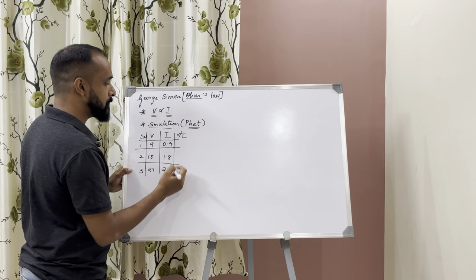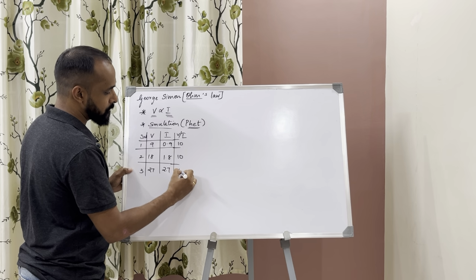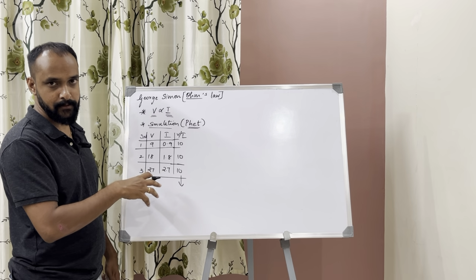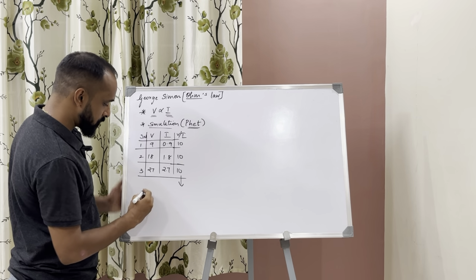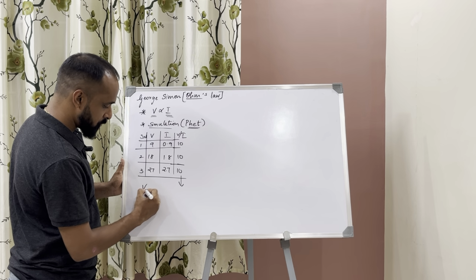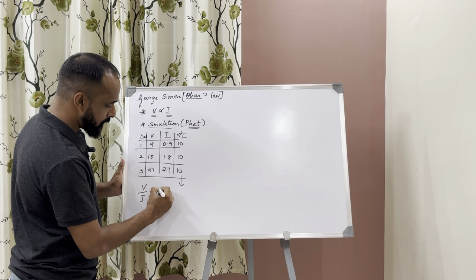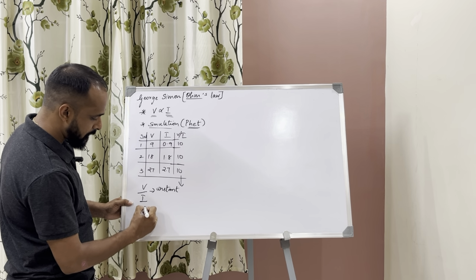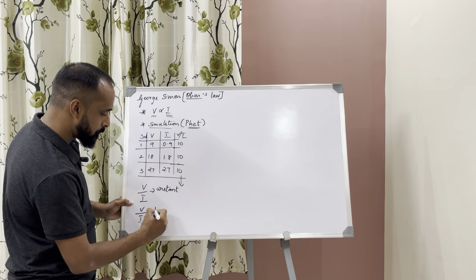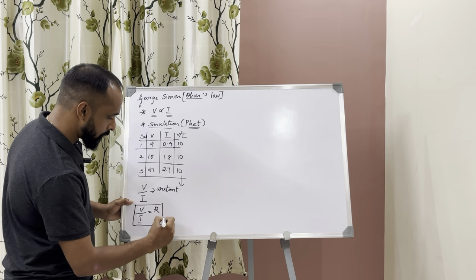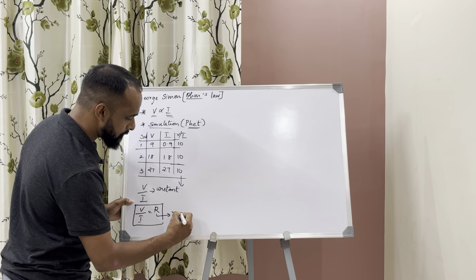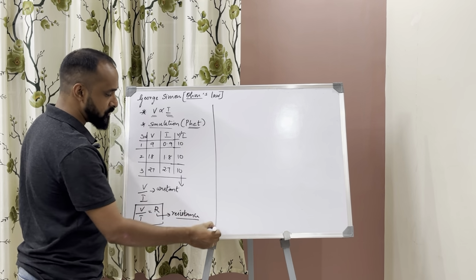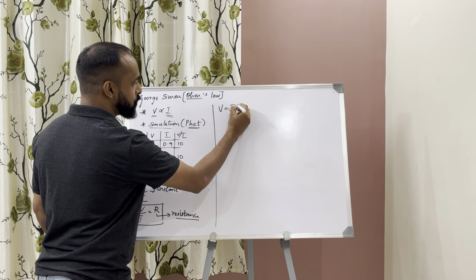And what was the third column? I told you to take V by I, right? So it all came 10, 10 and 10. When you take V by I, it's always coming to a constant. That is what the experiment tried to tell us. Clear? So according to this derivation, if V is proportional to I, then V by I must be equal to some constant. And what constant did we see? We saw the constant V by I is equal to R. That constant is called resistance.